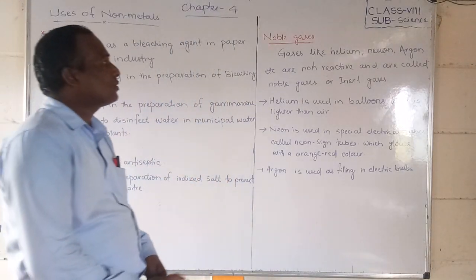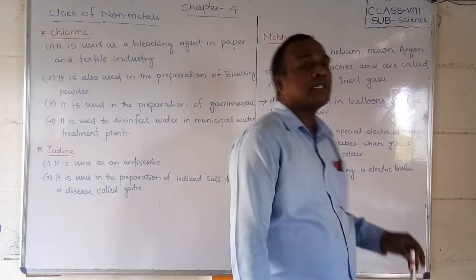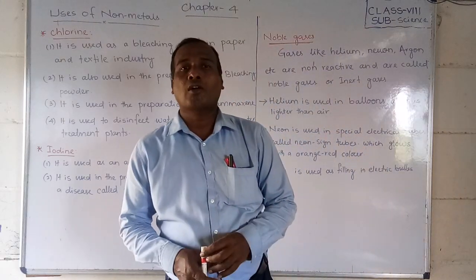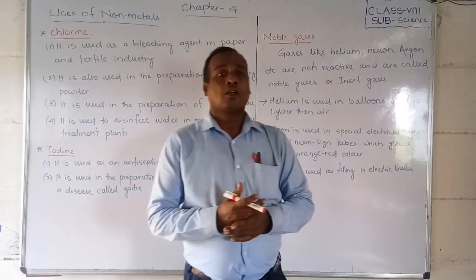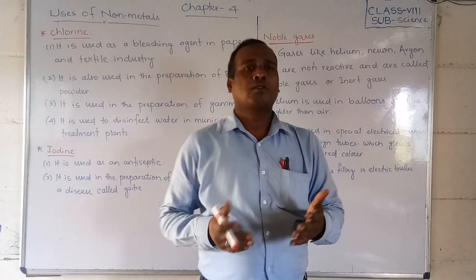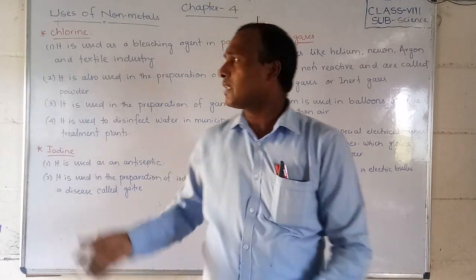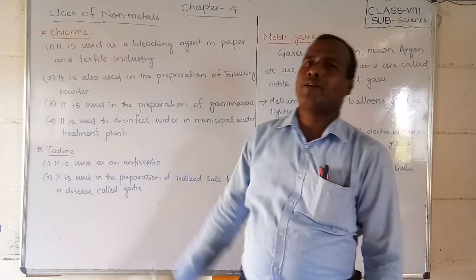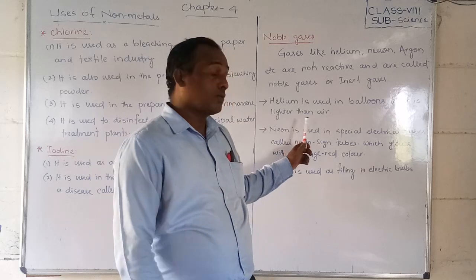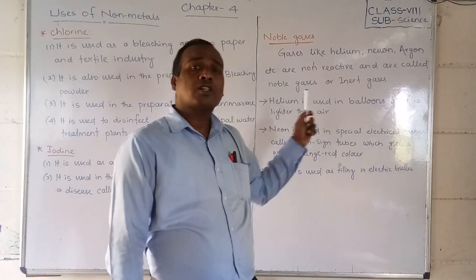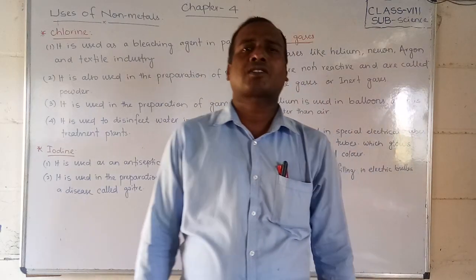Now friends, we are going to discuss noble gases. Students, noble gases are also called inert gases. This is very important. What is inert? Inert means not active. Some elements like chlorine, bromine or iodine are more active, but these are non-active. They do not participate in chemical reactions.